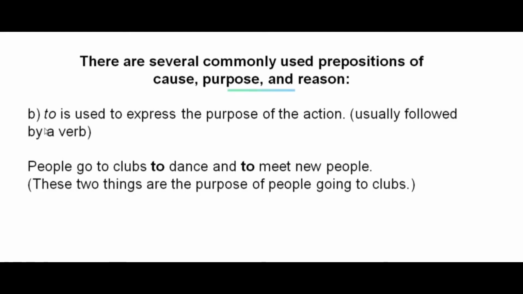B. To. "To" is used to express the purpose of the action. Now it's usually followed by a verb. Have a look at the example over here. People go to clubs to dance and to meet new people. Now these two things are the purpose of people going to clubs, dancing and meeting new people.